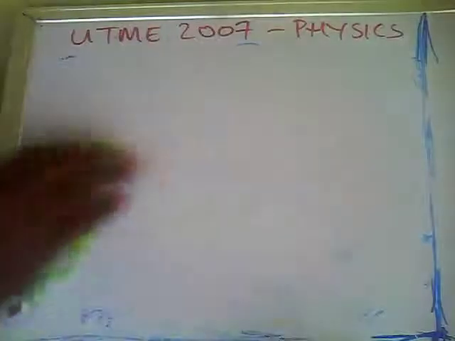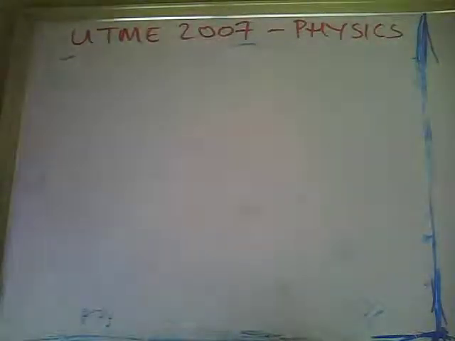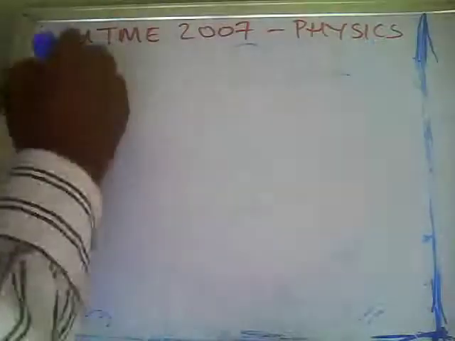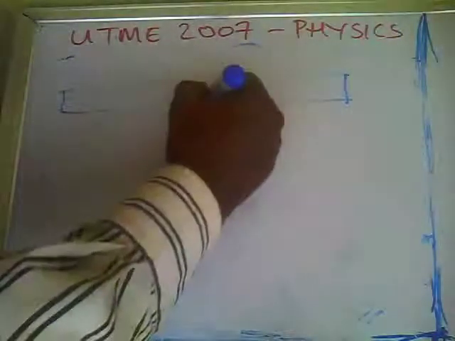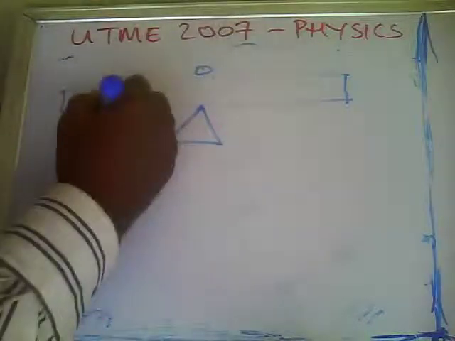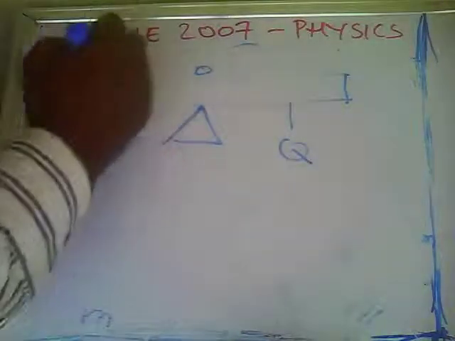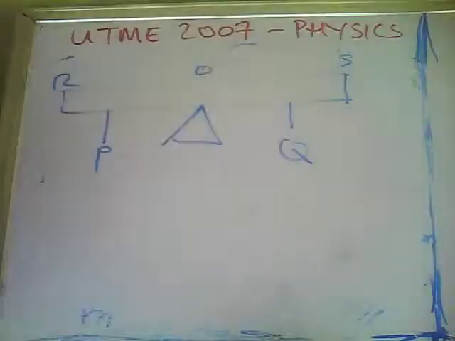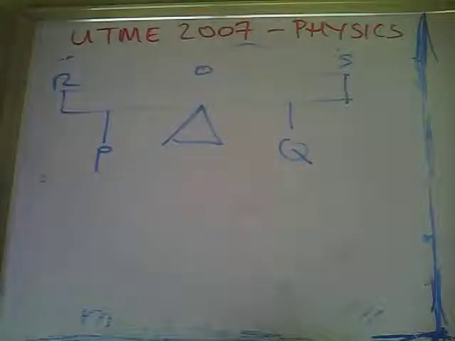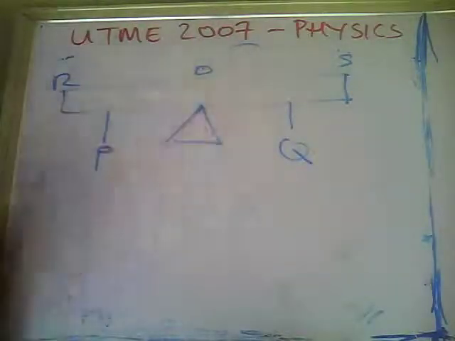Right. Let's check another question, because we have 3 questions in this year on equilibrium. The second question: look at what we have here. This is point O, this is P, and this is Q. Then this is point R, and this point S. The question: the diagram above shows plank RS pivoted at its center of gravity O.